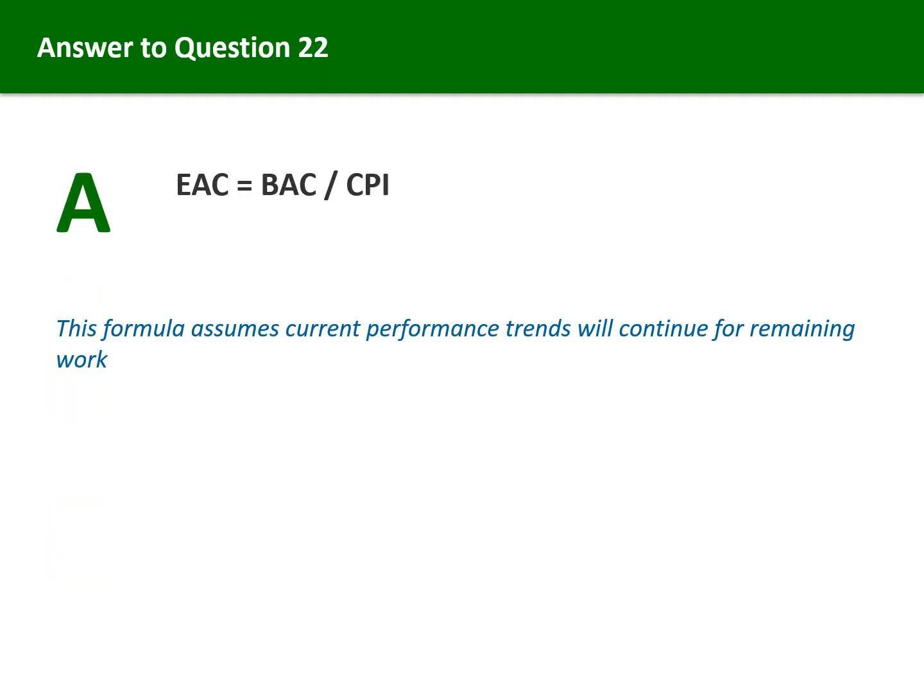Estimate at completion equals budget at completion divided by cost performance index. This formula is used when current variances are considered typical and expected to continue. If your CPI is 0.8, meaning you are getting only 80 cents of value per dollar, you divide the total budget by 0.8 to find your new expected cost. There are other EAC formulas for different assumptions, but this is the most commonly tested version.